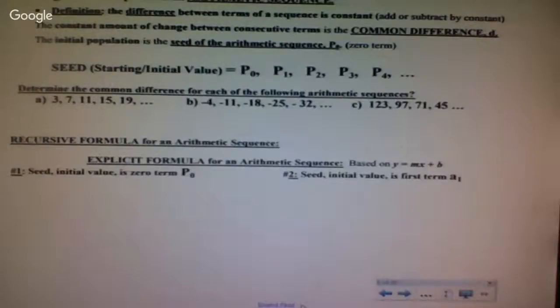The test on this, chapter 9, 10.1, 10.2.